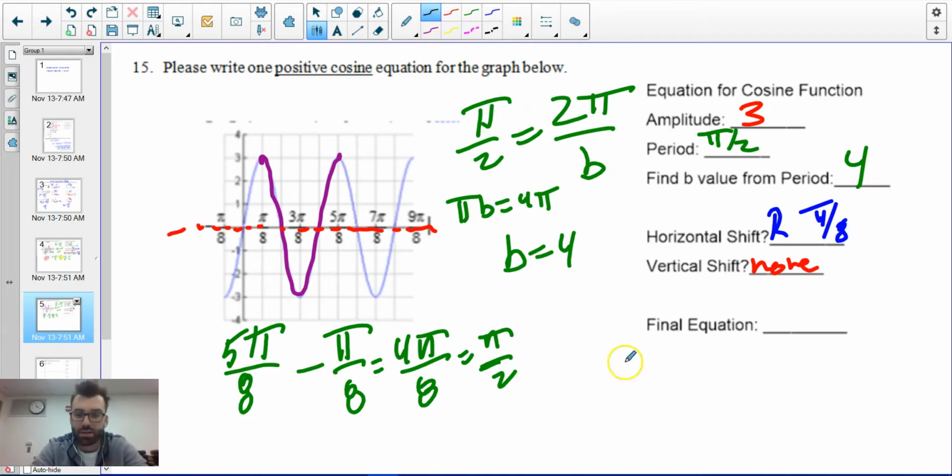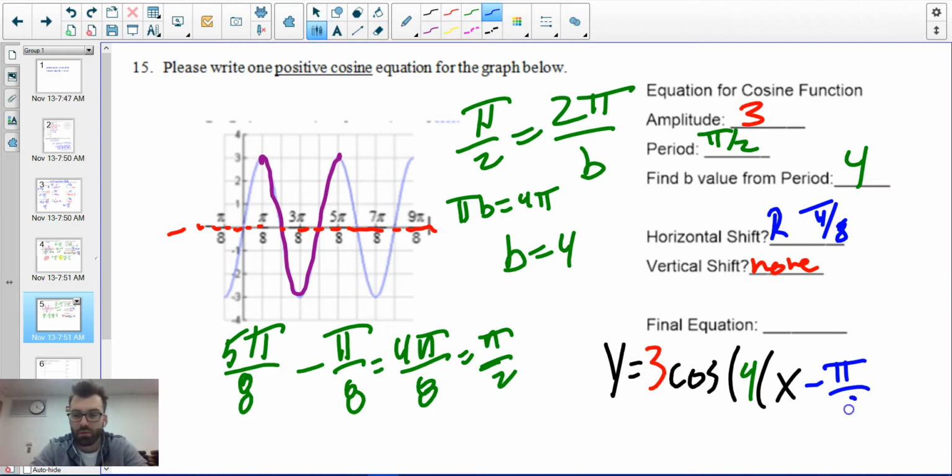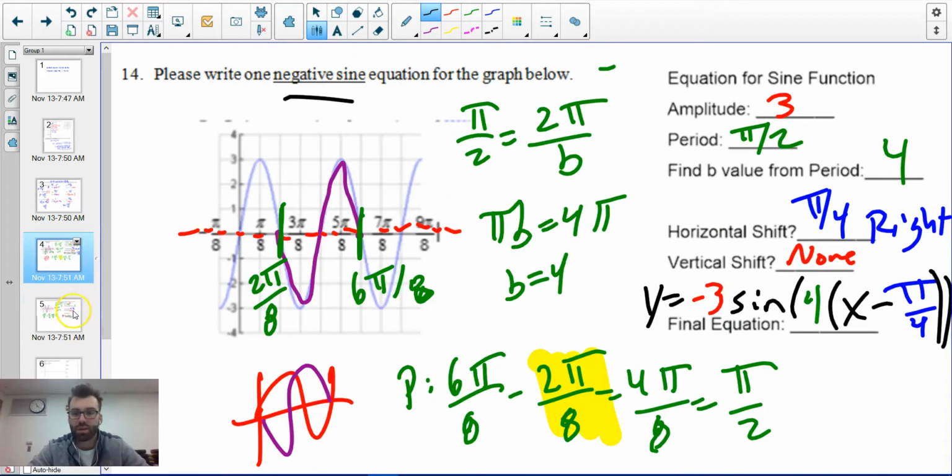So our final equation, it's positive. My amplitude is still 3. I have cosine. My b value is still 4. The only thing that changes is my horizontal shift, right pi over 8. And there is not a d value because there is no vertical shift. And that's our equation for our cosine. Remember that sine and cosine graphs are closely related, but our horizontal shifts are what change here. That's the only value that really changed.